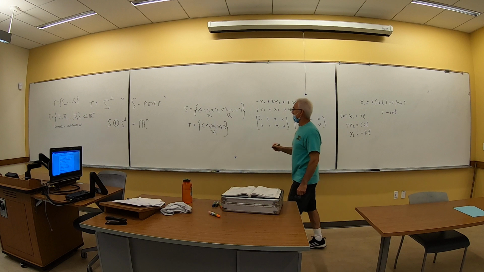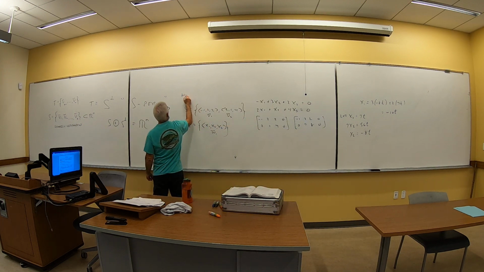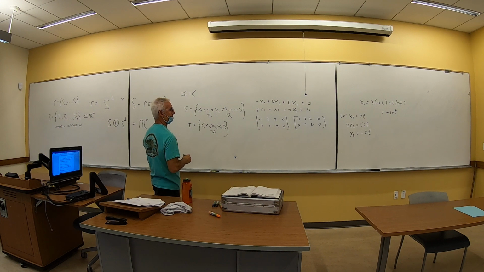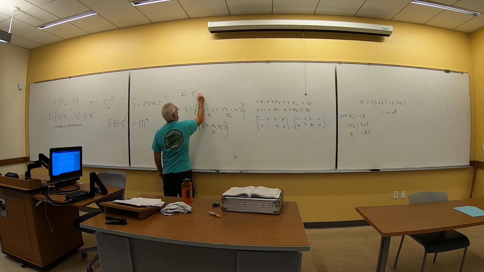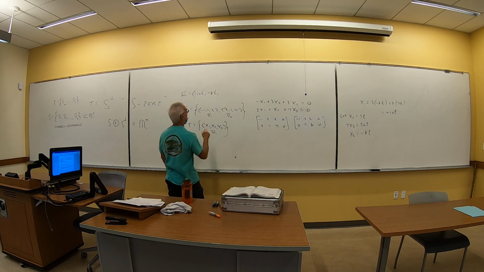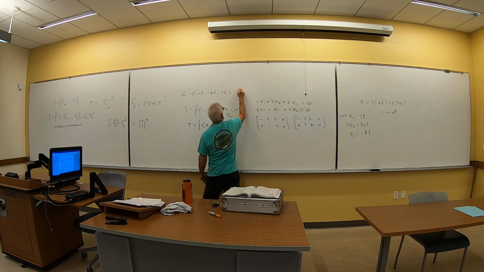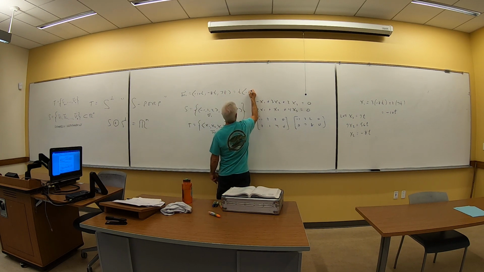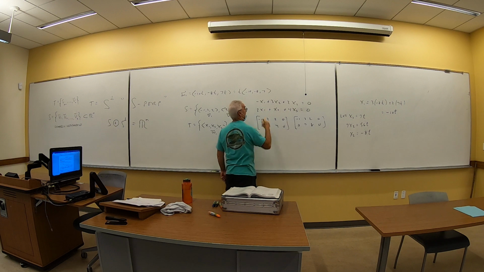So it appears W1 is any vector of the form, where is it? Negative 10t, negative 8t, 7t, or t times negative 10, negative 8, positive 7.